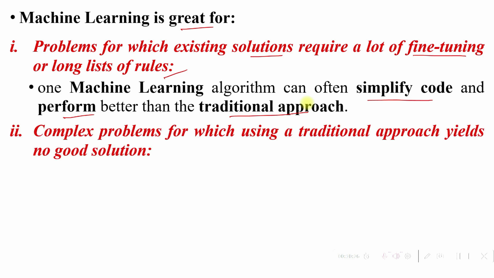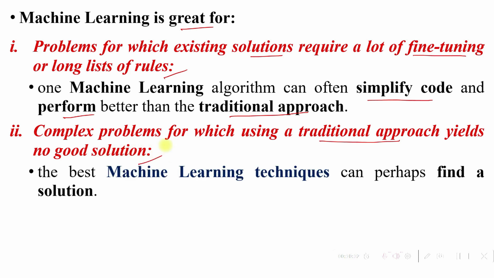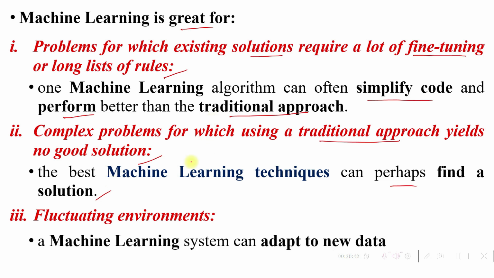Next, complex problems for which using a traditional approach yields no good solution. The best machine learning techniques can perhaps find a good solution. And in fluctuating environments, a machine learning system can adapt to new data at any time. So that's why machine learning is great.